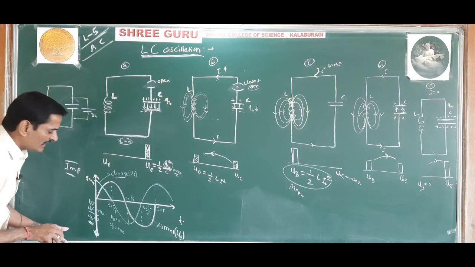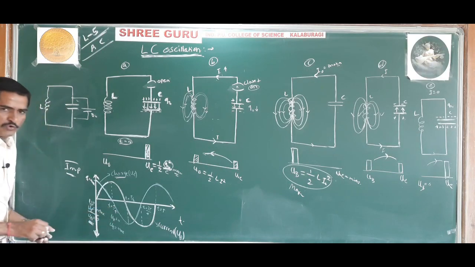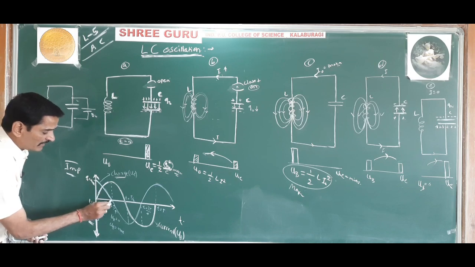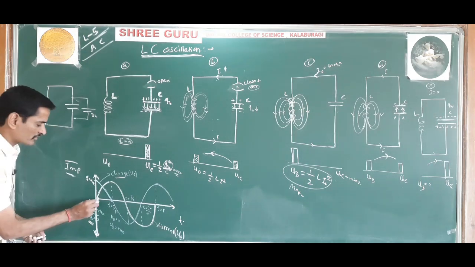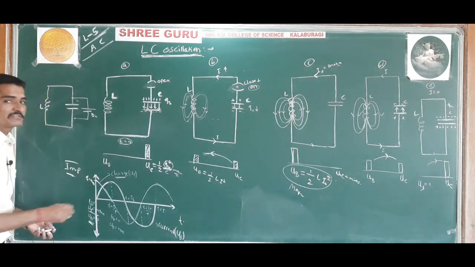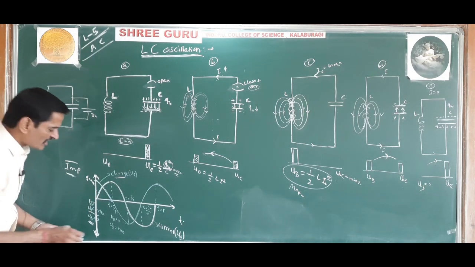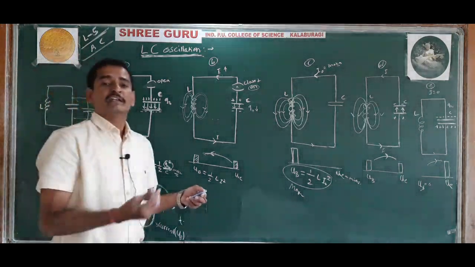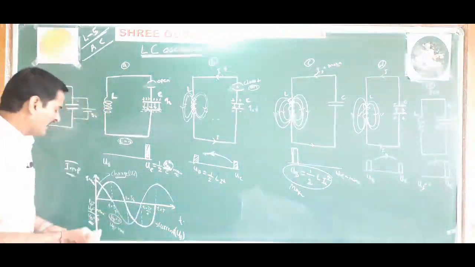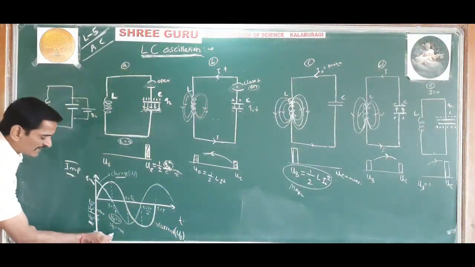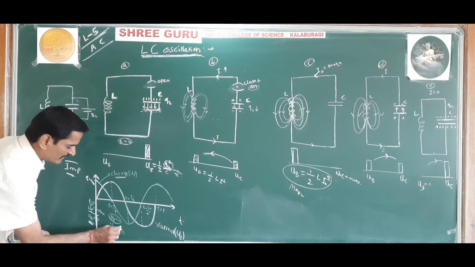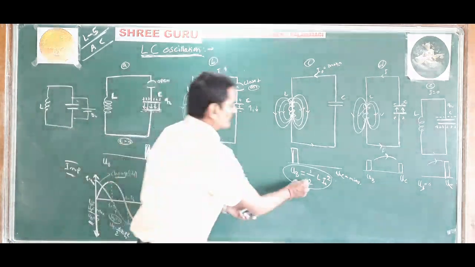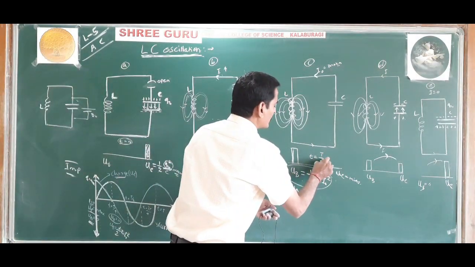And later at time t equal to T by 4, the charge becomes 0 and the current becomes maximum. That is, charge becomes 0, which means electrical energy is completely discharged. That is, electrical energy is 0 and magnetic energy becomes maximum, that is, 1 by 2 L I naught square, at time t equal to T by 4.